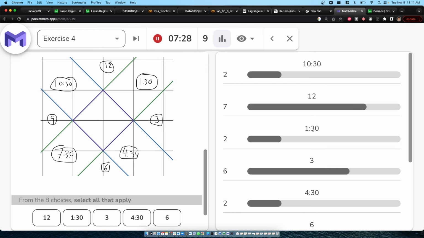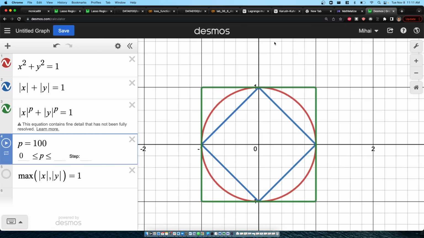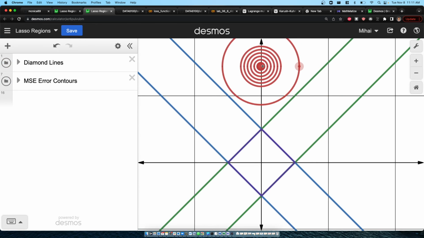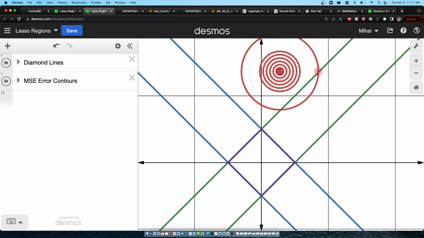So let me show you how you would find the answer in Desmos, which is probably how you did it. So let's do 12 o'clock first. You're somewhere in this region, and let's pretend you're there.